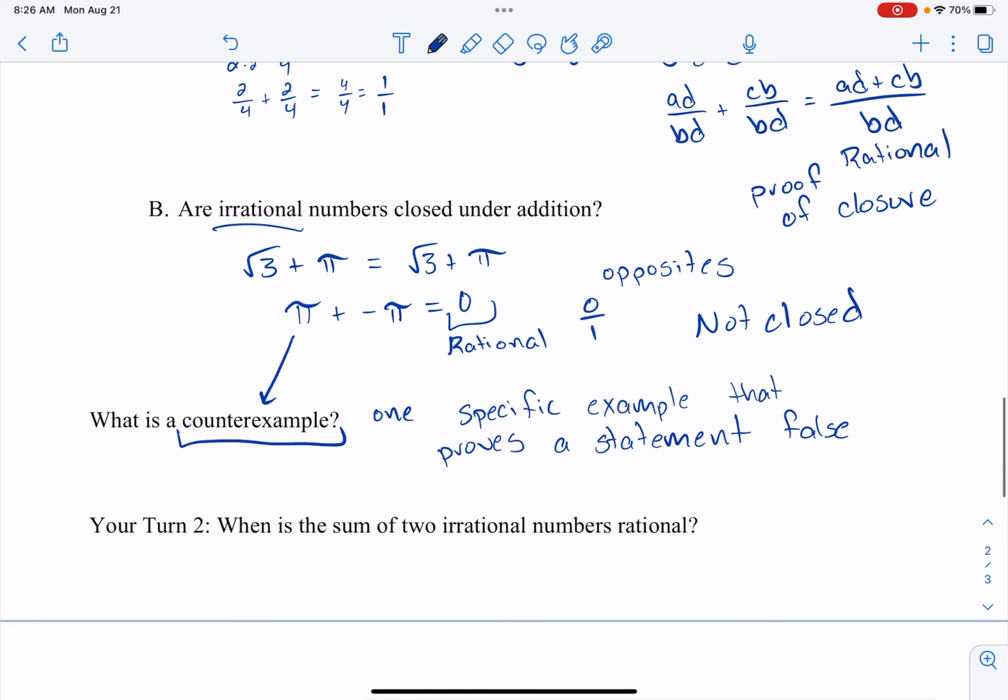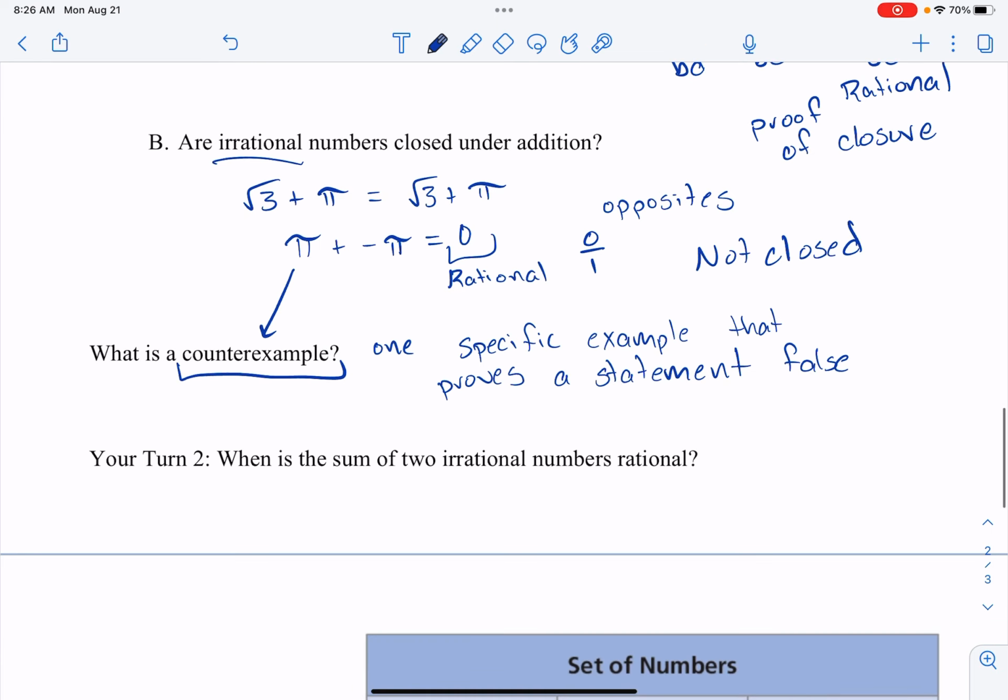Okay, so now I want you to go ahead and pause the video and do your turn number 2. When is the sum of two irrational numbers rational? And I would encourage you, look for some counterexamples there.